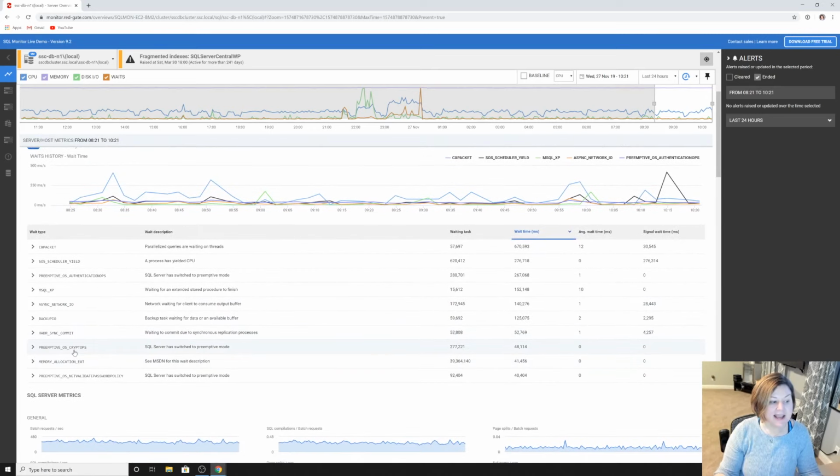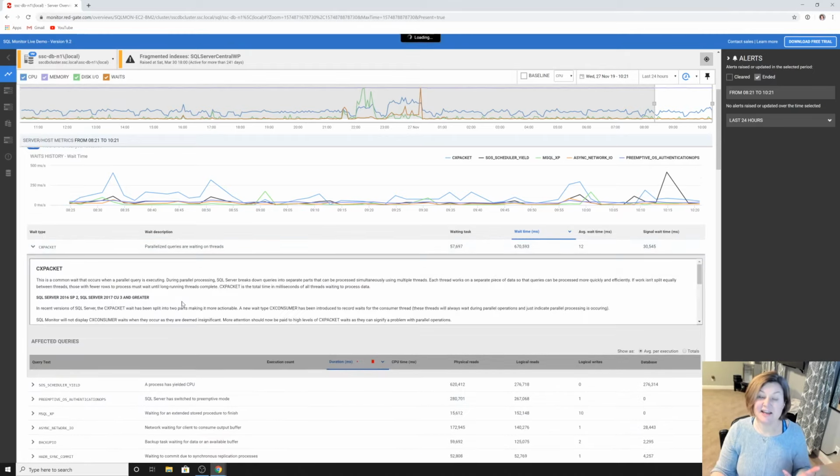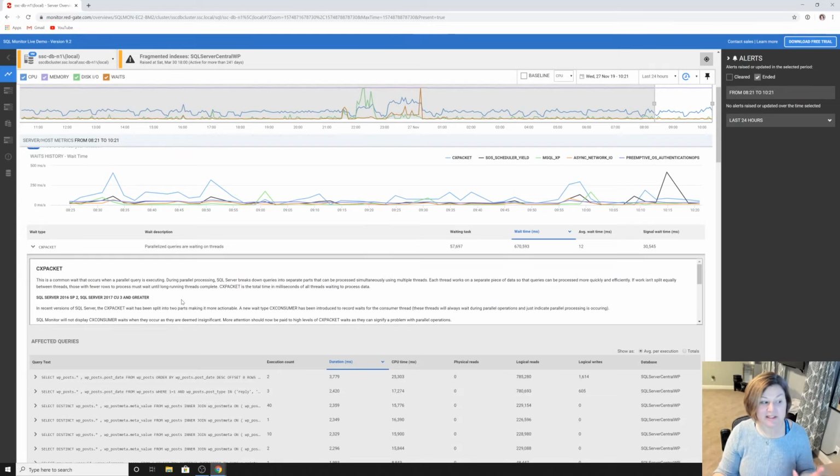On the instance, there may be multiple types of this depending on what version of SQL Server you're on. They've broken CXPACKET into multiple types, but if you don't have any CXPACKET waits, by the way, you probably don't have any parallelism at all, because CXPACKET, you can get a description here. It's related to the amount of parallelism happening.